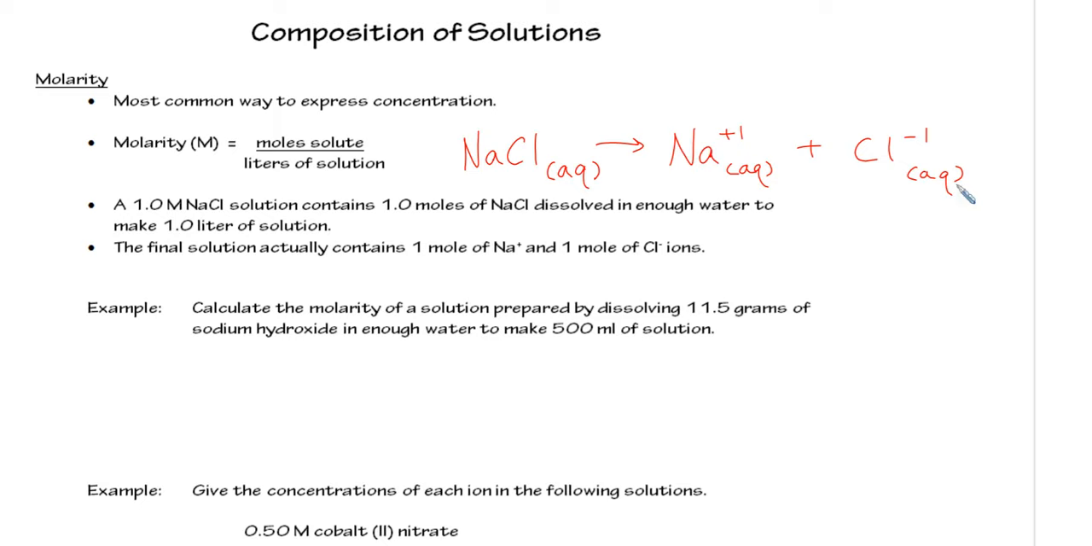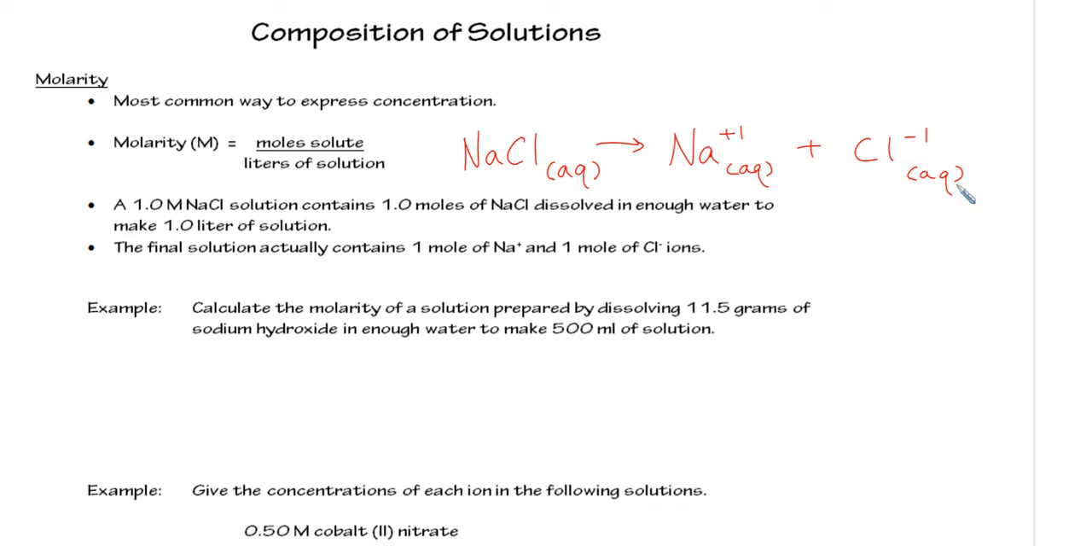If I wanted to do some calculations with molarity, there's all kinds of ways that we can manipulate this little moles per liter equation. What if I had something like this? Calculate the molarity of a solution prepared by dissolving 11.5 grams of sodium hydroxide in enough water to make 500 milliliters of solution. Molarity is moles per liter, but this is pretty common that if we're in the lab, we're not measuring in moles, we've measured our solute in grams.